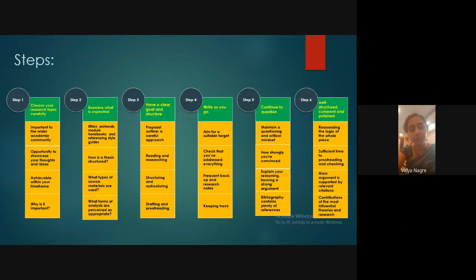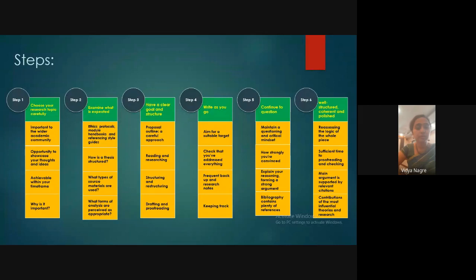Now, what are the steps? The first step is to choose your research topic. See, research writing is itself a journey. But this is not some random journey. This is a targeted journey. You have to take a decision: I want to do research and I want to explore a certain topic and I want to lead to this path in order to achieve something. These are certain things you have identified and concluded in your mind before you start your journey.